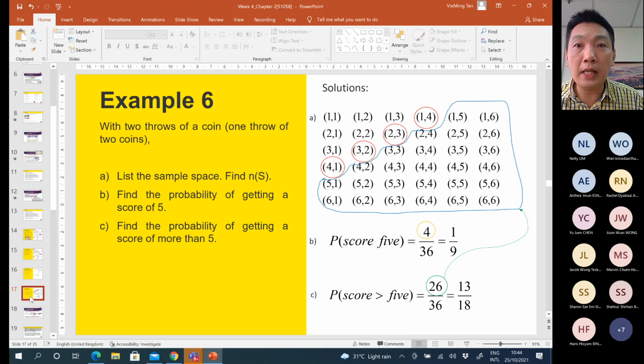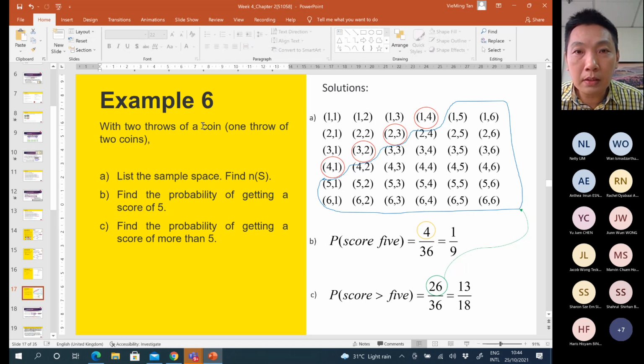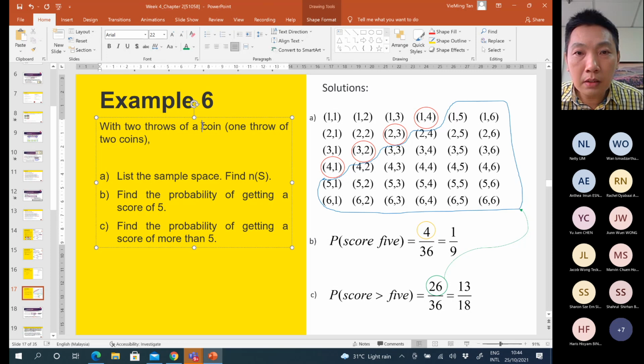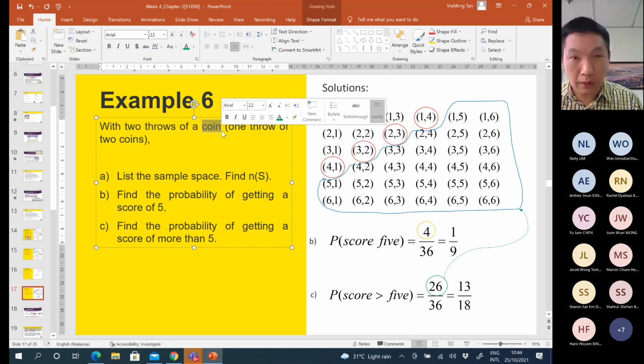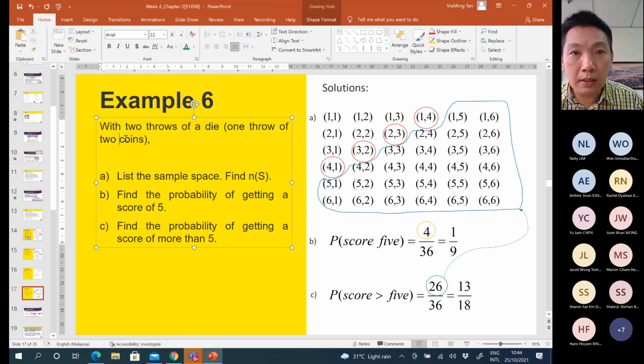Now I move on to the next example. It also involves 2 independent events. Now it is throwing 2 dice. Sorry, it should be 2 dice. It should be throwing dice now. I have to do a correction.